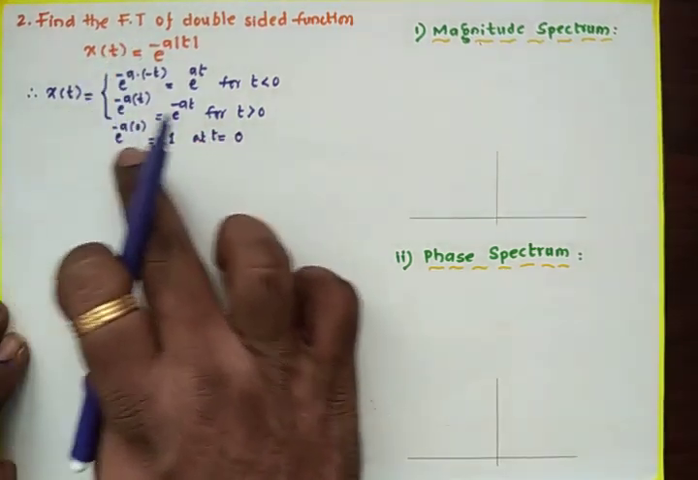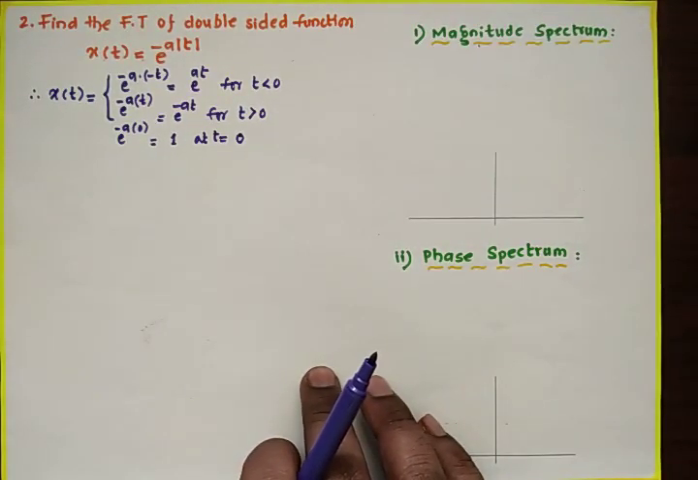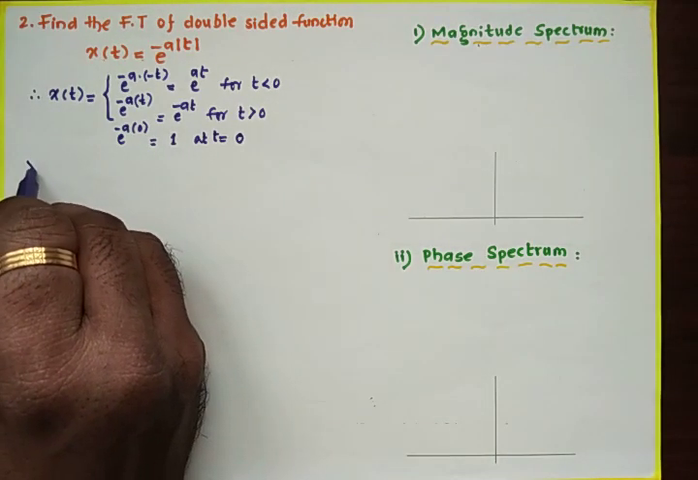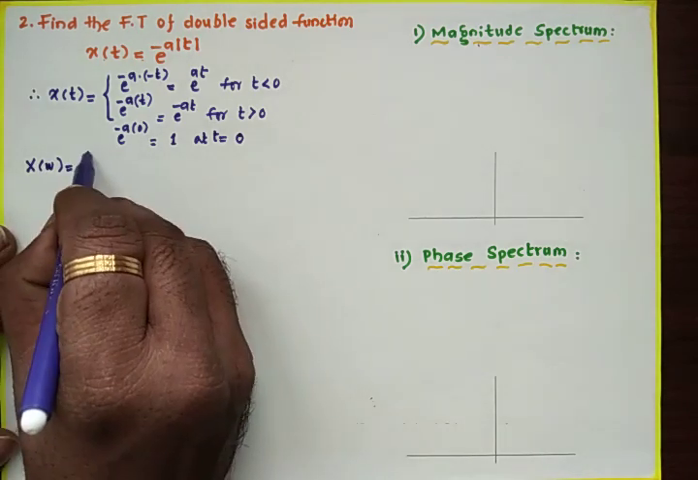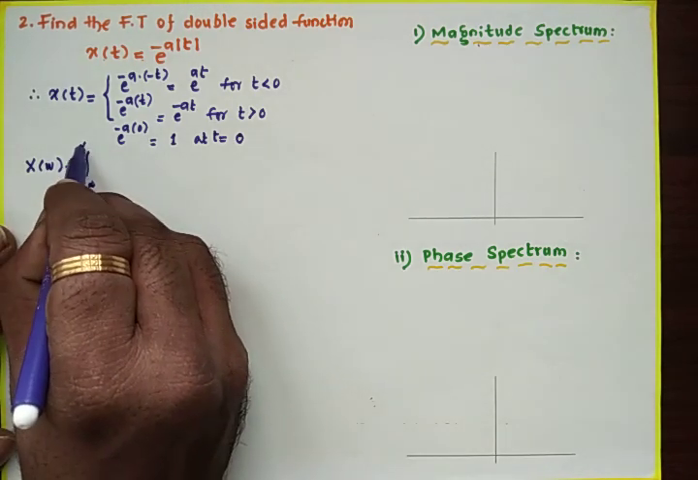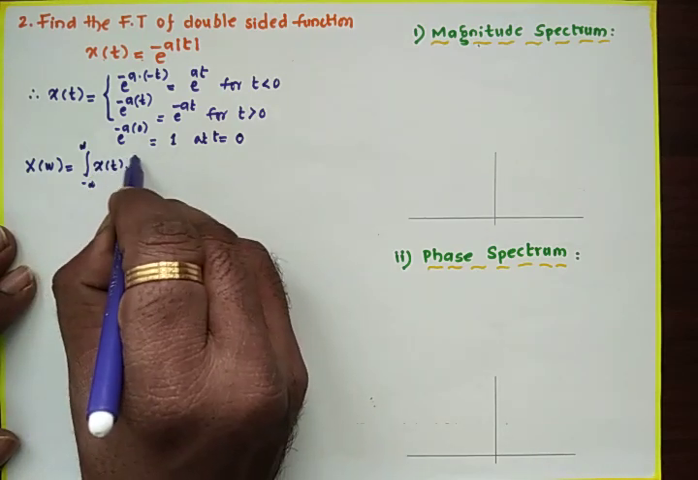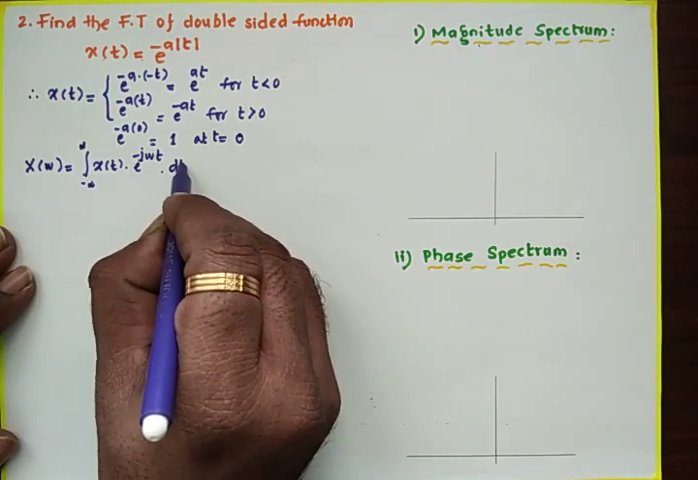Now the x of t is this one. For this we have to calculate the Fourier transform. Then I am going with the standard formula. What is the standard formula for achieving the Fourier transform? X of omega is equal to the integral from minus infinity to plus infinity of x of t into e to the power of minus j omega t dt. This is the standard formula.